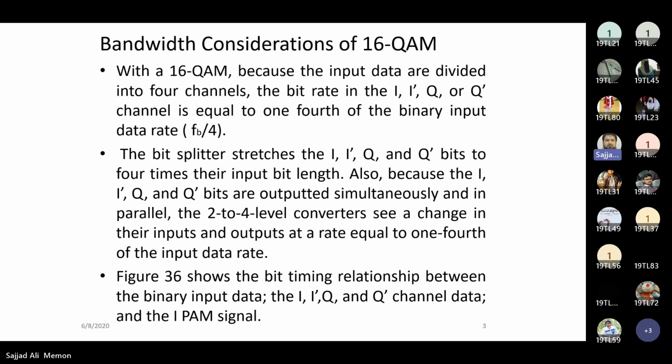So if we transmit these with the actual bit rate, then they will not be added properly. So we make them slower by stretching them to the length of 4 bits rather than 1 bit. So the data rate will become fb by 4. Figure 36 shows the bit timing relationship between the binary input data, the I, I dash, Q and Q dash channel data, and the PAM signal.